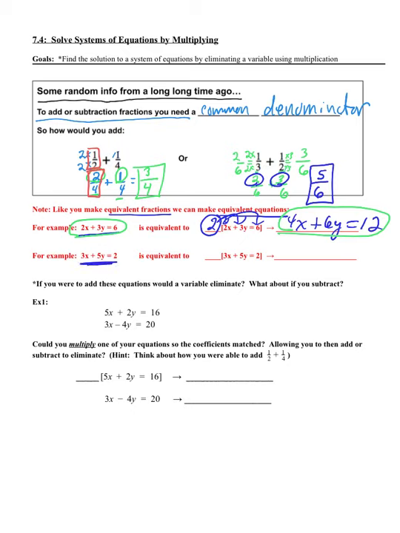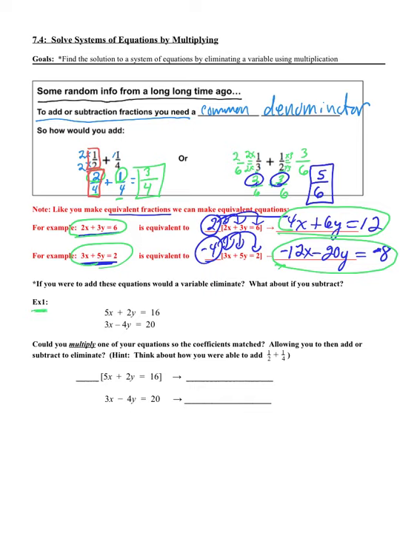So let's take a look at this next example, 3x plus 5y equals 2, and we can make an equivalent equation. And again, I'm just going to pick a random number, -4, and I'm going to multiply -4 by everything in this equation. And I'm going to get -12x minus 20y equals -8, okay? Again, driving home my point that this equation is equivalent to this equation, all right?